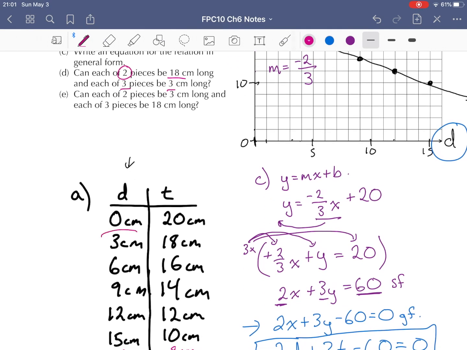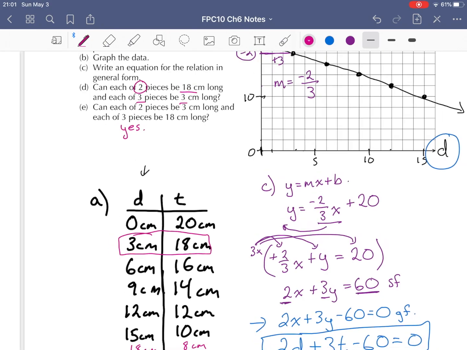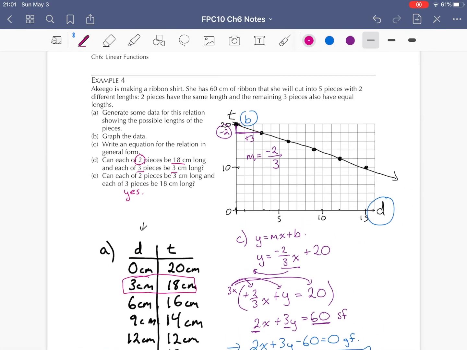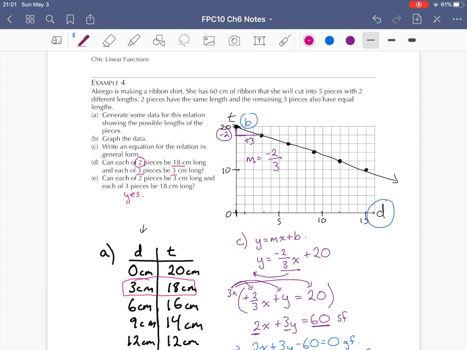Now let's look at the second one. Can the two pieces that are the same length be 3 centimeters long and the three pieces that are the same length 18 centimeters long? And the answer to that is yes, they can. Look at our table here. We put that piece of data in our table. So the answer to question number 3 is yes. All right, that was a pretty confusing question. I hope it kind of made sense to you.